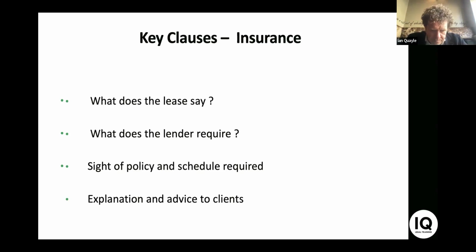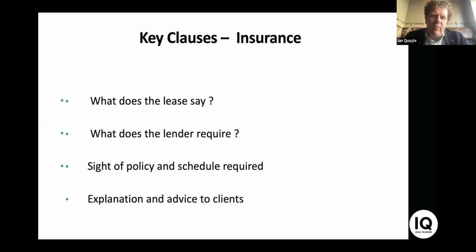A word of warning: if the clients have a lease that says the landlord insures, but then there's some informal arrangement with regard to the leaseholder or a management company insuring, if there is a problem relating to who has insured and who hasn't, the courts will always look at the lease.